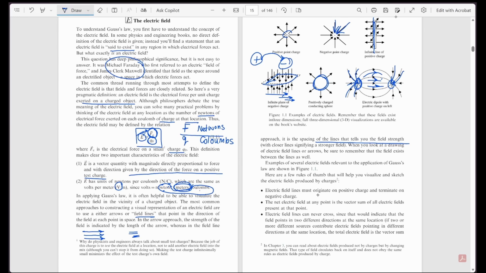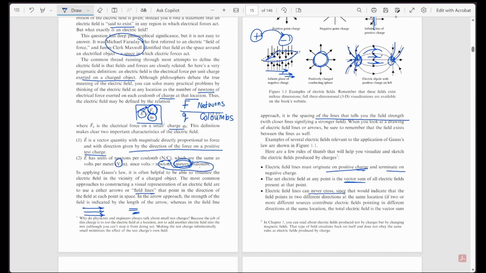Electric field lines must originate on positive charge, that's what we were just saying, so it starts on a positive charge and terminates on negative charge. The electric field at any point is the vector sum. Electric field is a vector, so we have to take direction into consideration with the magnitude. Electric field lines can never cross.